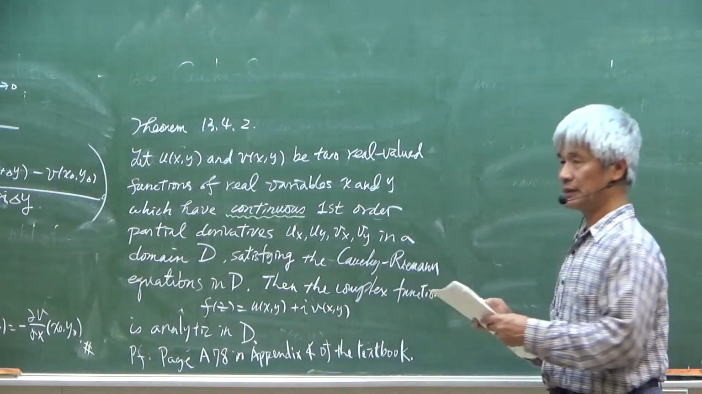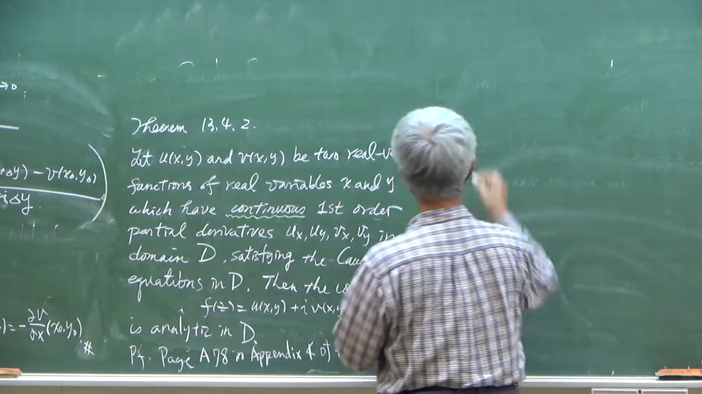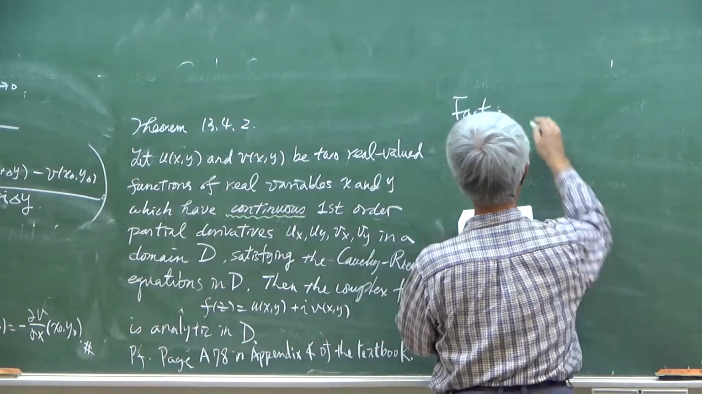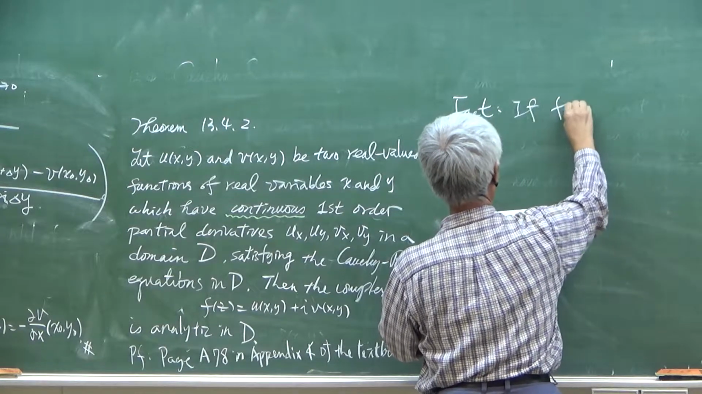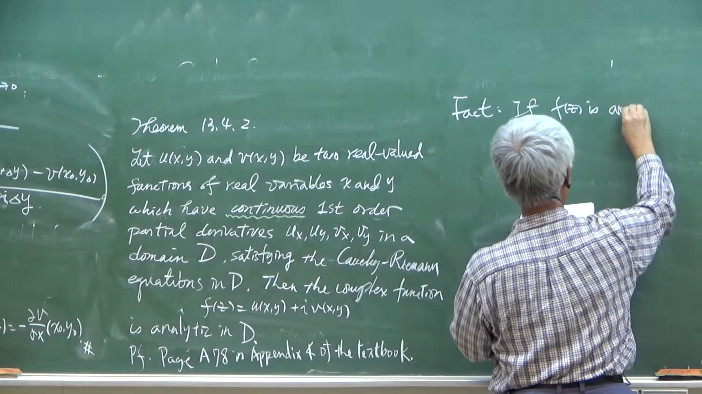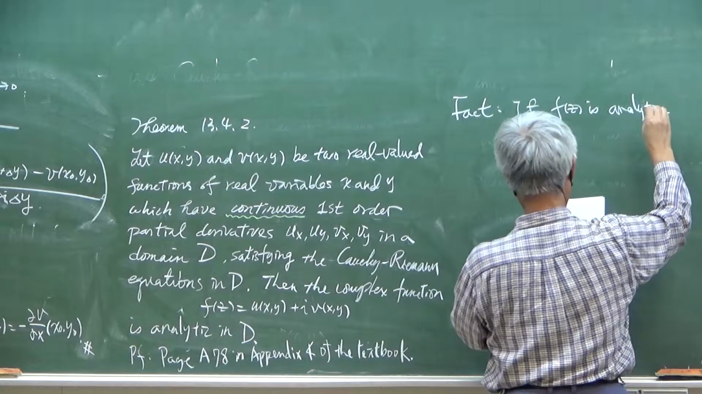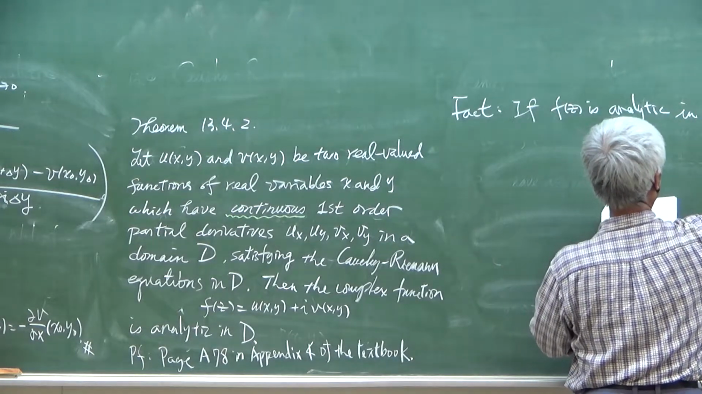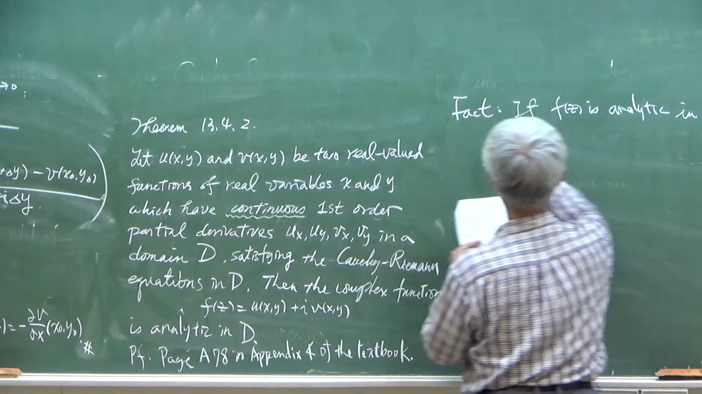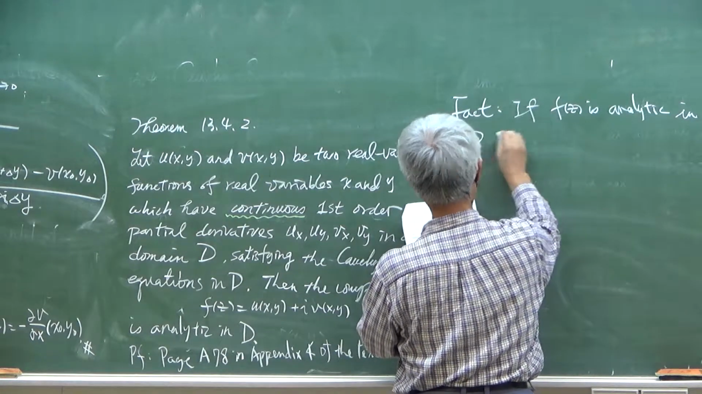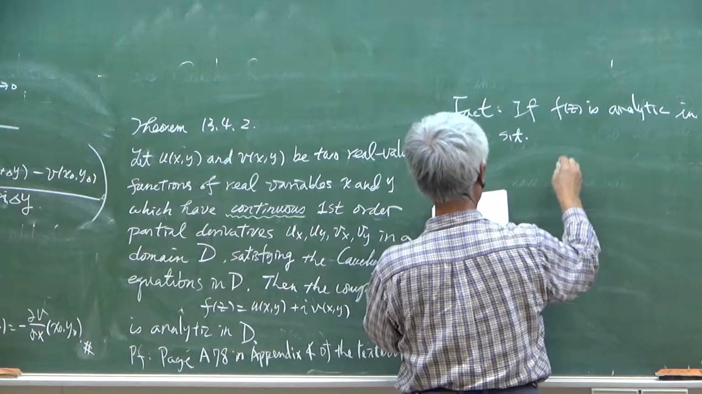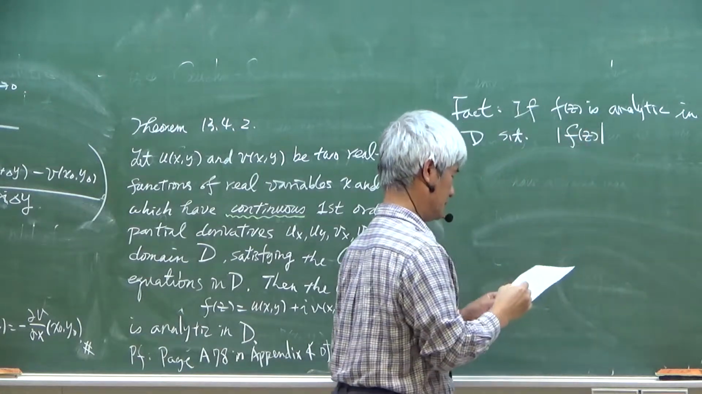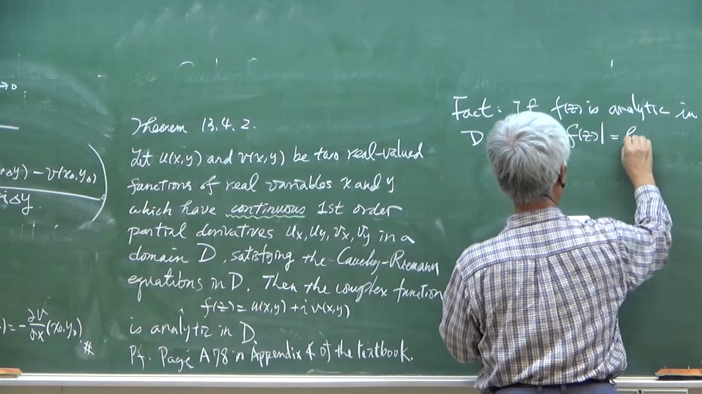An analytic function has very nice properties. For example, let me explain the fact. If f of z is analytic in a domain D, such that we know that the magnitude of f of z is constant.